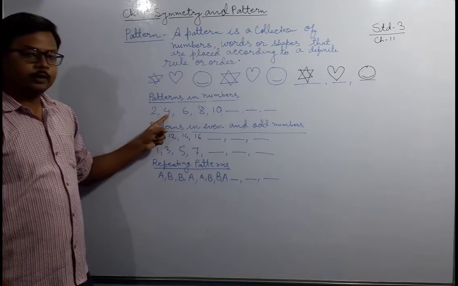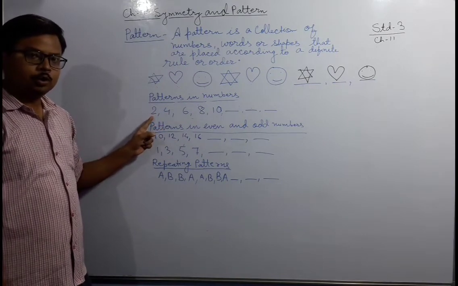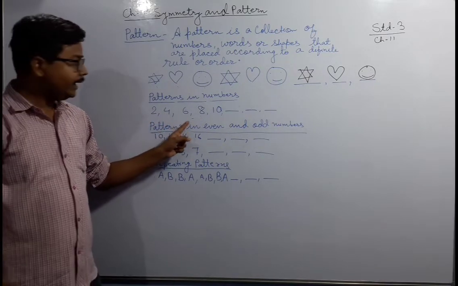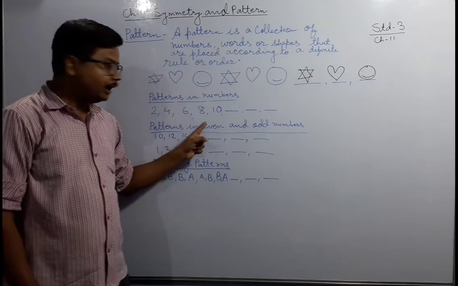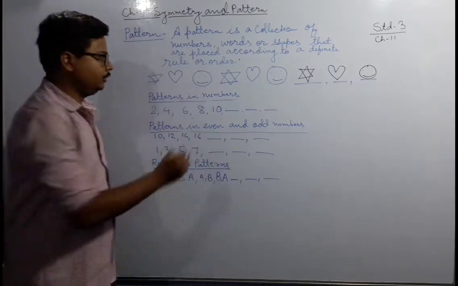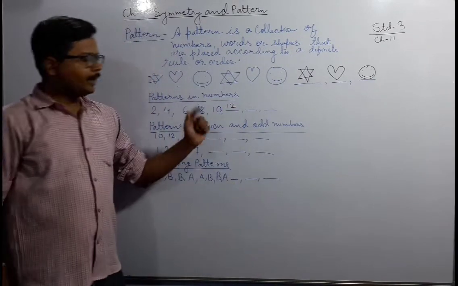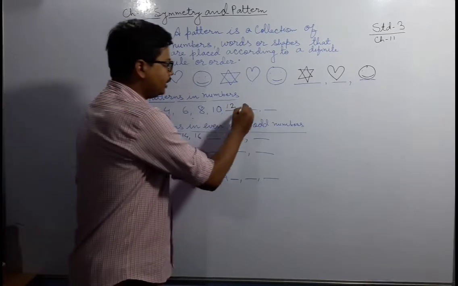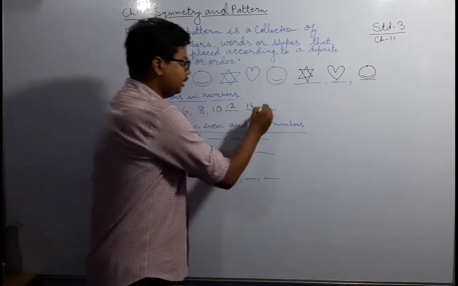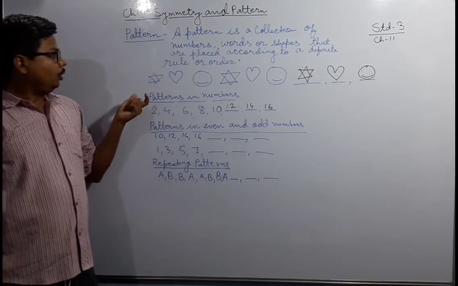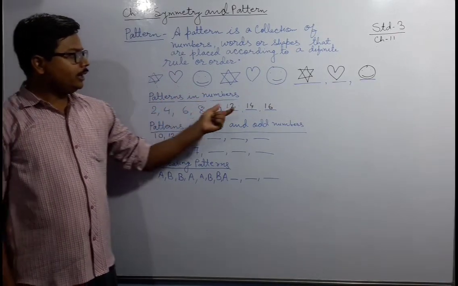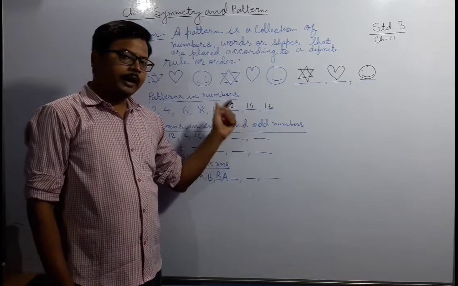2 and then 4. Here we have added 2, so it becomes 4. Again we have added 2, it becomes 6. Again we have added 2, it becomes 8, and again we have added 2, it becomes 10. Now what? Again we have to add 2 in 10. Our answer is 12. Again we add 2 in 12, our answer becomes 14. Again we add 2 in 14, our answer becomes 16. So this is the example of patterns in numbers. In this way you have to find what pattern is going on and then solve.